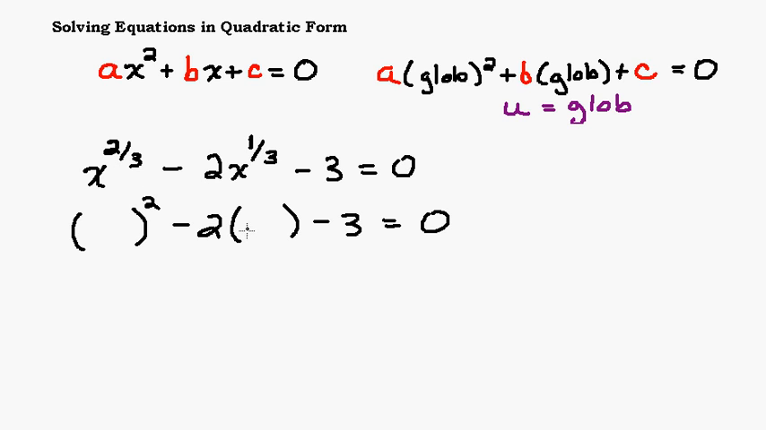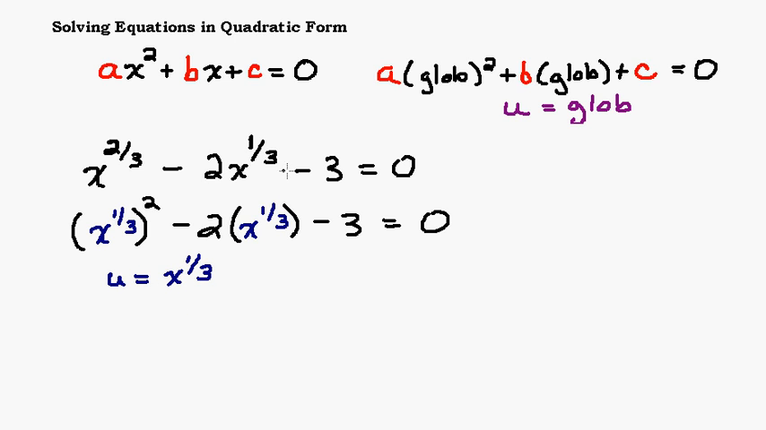All right, so let's do this in a different color. If I just leave this as x to the 1/3, notice if I put x to the 1/3 right here, if I take x to the 1/3 and square it, you just multiply these exponents and you end up with 2/3. So x to the 1/3 squared is x to the 2/3. So you see your glob there? Your glob is x to the 1/3. So we're going to let u equal x to the 1/3.